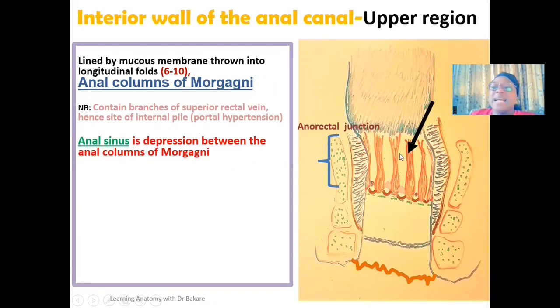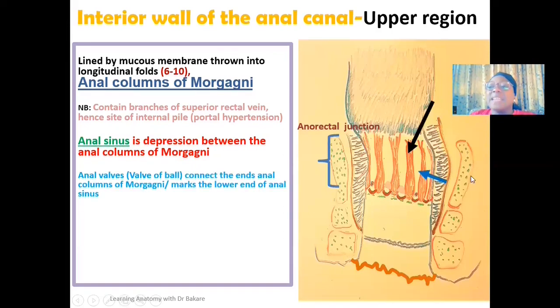Between the anal columns of Morgagni, we have spaces that are referred to as sinuses, and these are called the anal sinuses. So we have the anal sinus here arrowed in blue. Also, we have the anal valves. The anal valves are seen at the inferior limit of the anal sinuses. We have the anal valve here. You can see it at the limit of the anal sinus. This is the anal column of Morgagni, and in between the anal columns of Morgagni, we have the anal sinus. Then at the inferior limit of the anal sinus is where we have the anal valve.